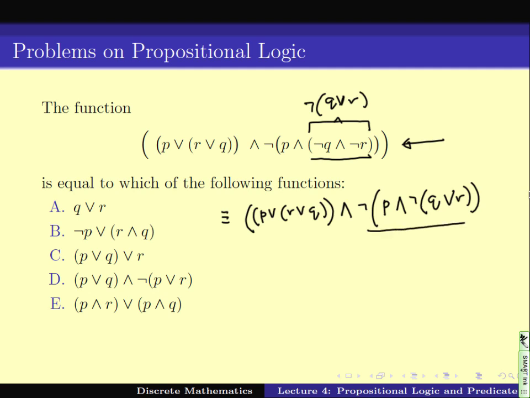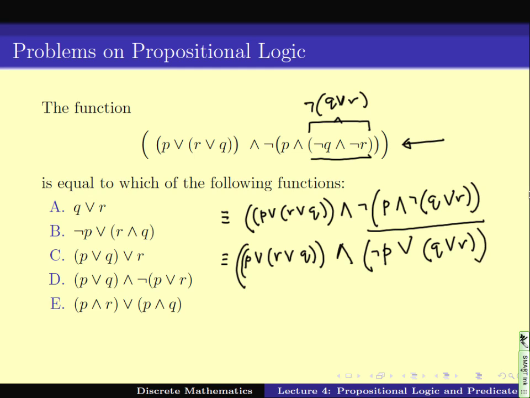Now I can apply De Morgan's law again in this term, taking the negation inside. The first term remains the same, P or R or Q, and I will get not of P or not of Q or R. Negation of negation is the same thing, so this is nothing but Q or R. Now I can use the commutative law to replace Q or R with R or Q. Let me remove this, and this can be written as R or Q.